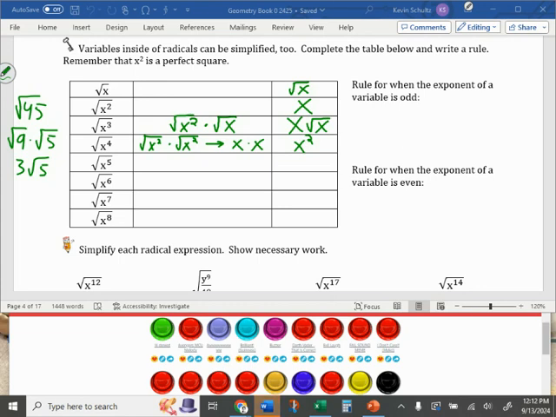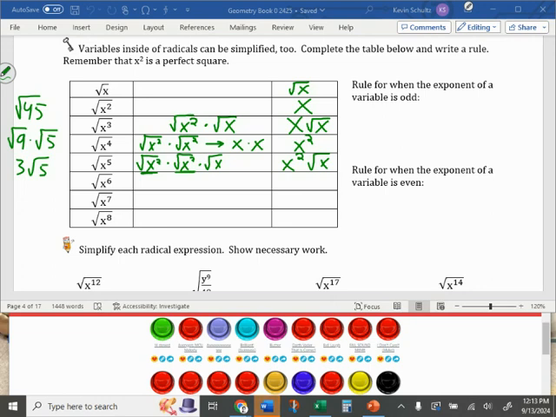So, x to the fifth. How many x squareds can we take out of x to the fifth? Two of them. The root of x to the fifth is the root of x squared times the root of x squared times the root of what? Just x. Because just like before, each of these become an x, and so that's going to give us x squared over here. What happens with the root of x? It stays. So the root of x to the fifth is x squared root x.